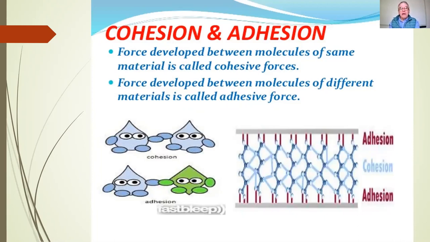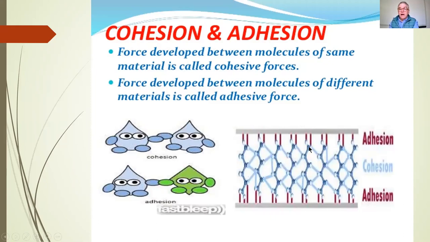A little bit more about cohesion and adhesion. Force developed between molecules of the same material is called cohesive force. Force developed between molecules of different materials is called adhesive force. And force, we should remember, is an electrochemical phenomenon. The hydrogen bonds are an example of that. Okay, so coming back to the illustration here: cohesion applies to like materials, adhesion to materials that are not the same.